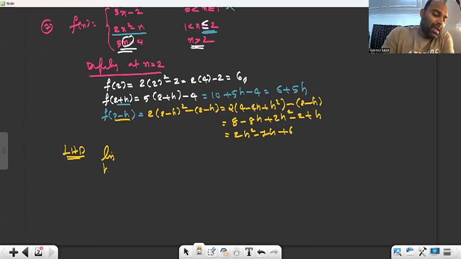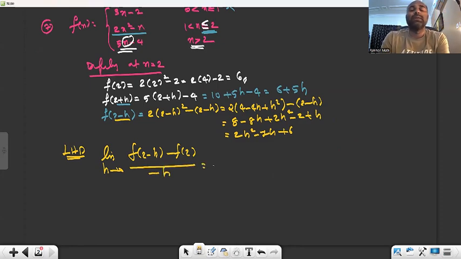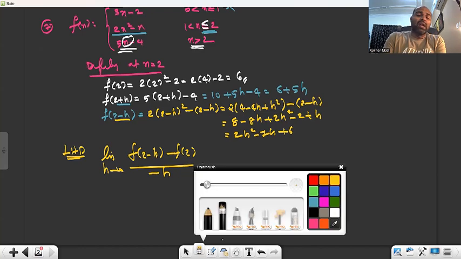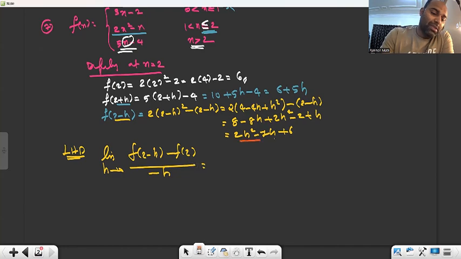limit h tending to 0, LHD at x equal to 2, f of 2 minus h minus f of 2 by minus h. Don't forget, for LHD, minus h will be there. Already we found what is f of 2 minus h: 2h square minus 7h plus 6. F of 2 we already found, 6, by minus h.